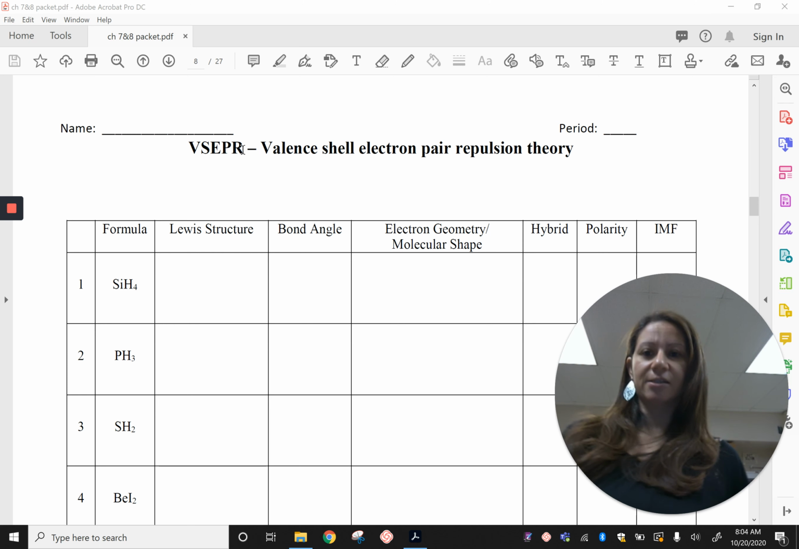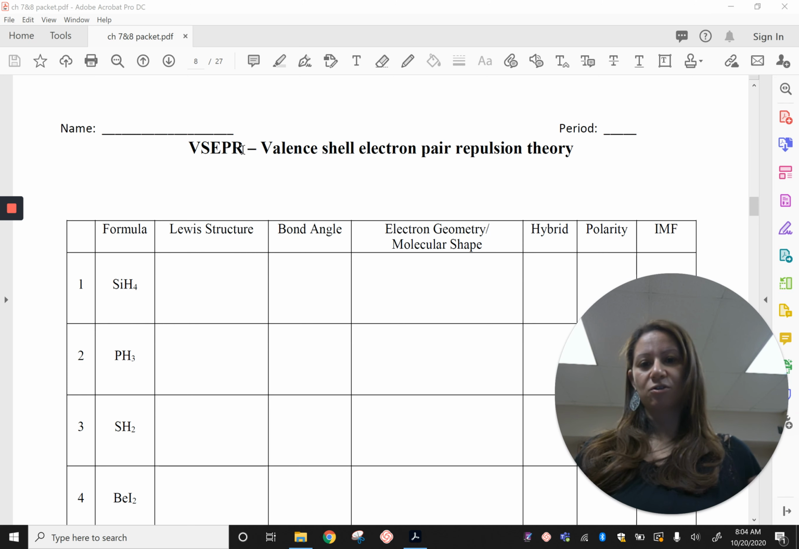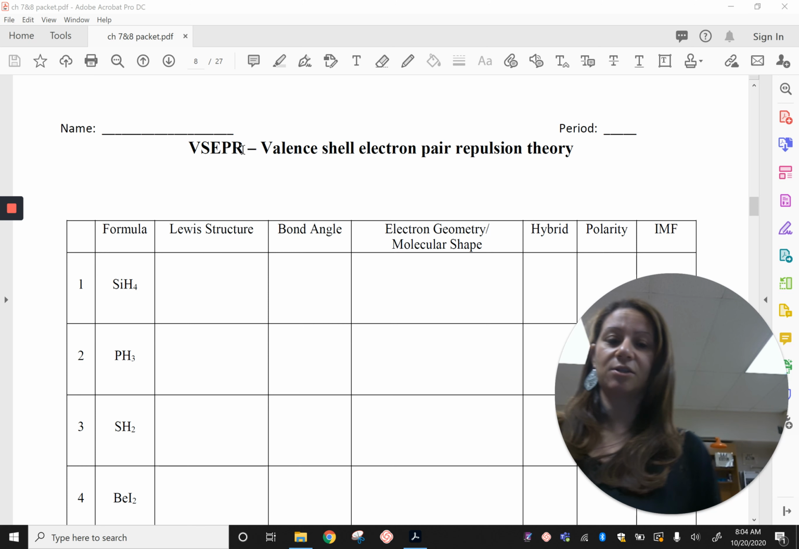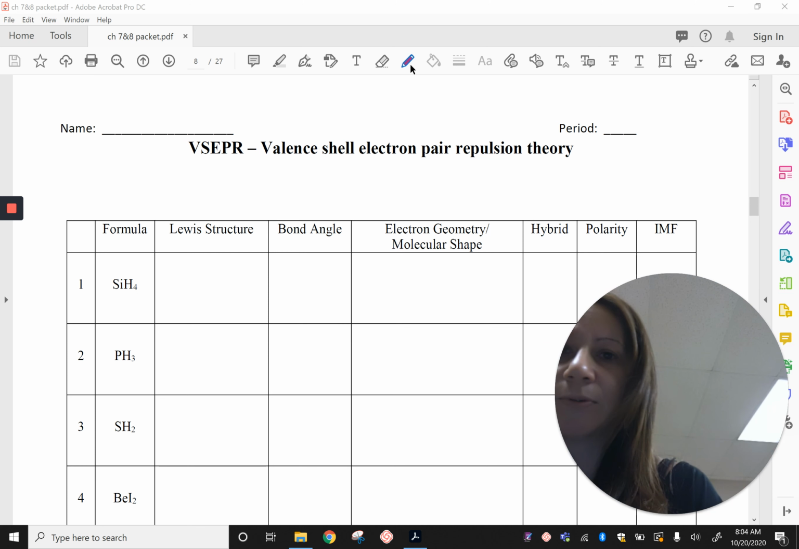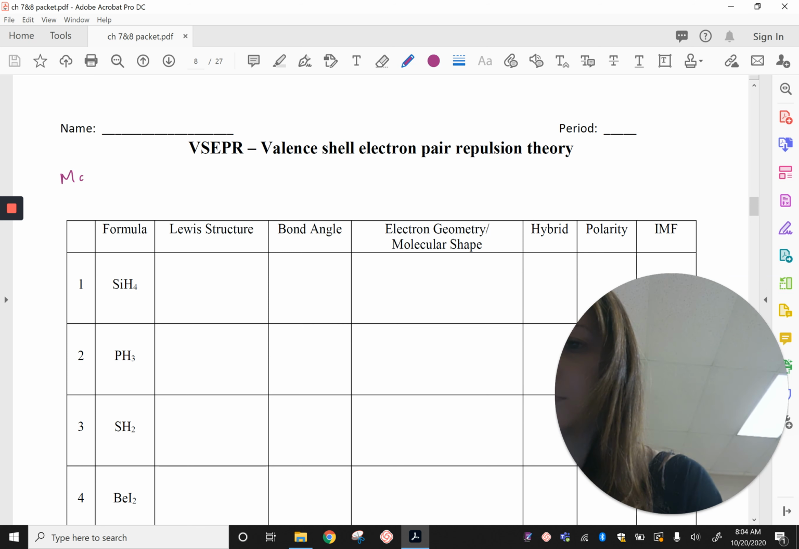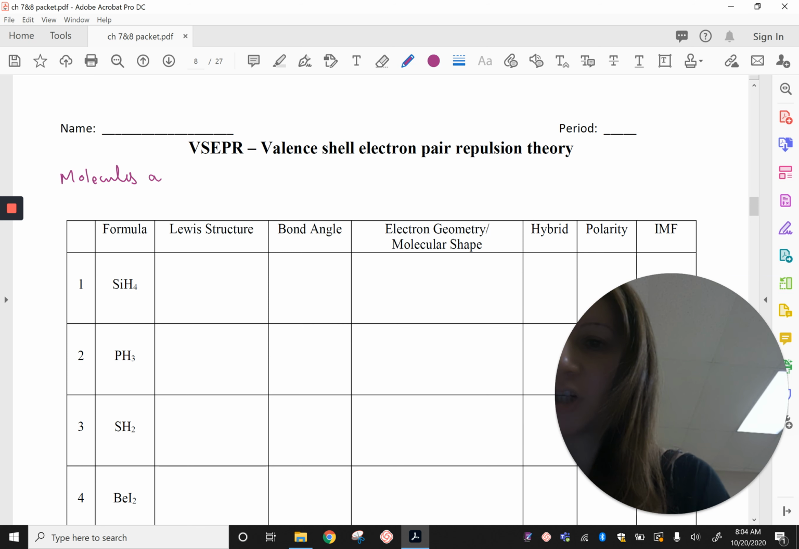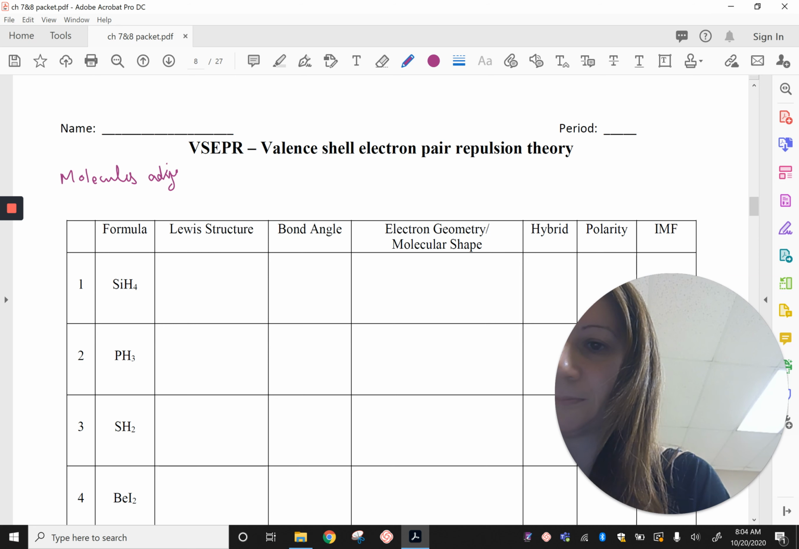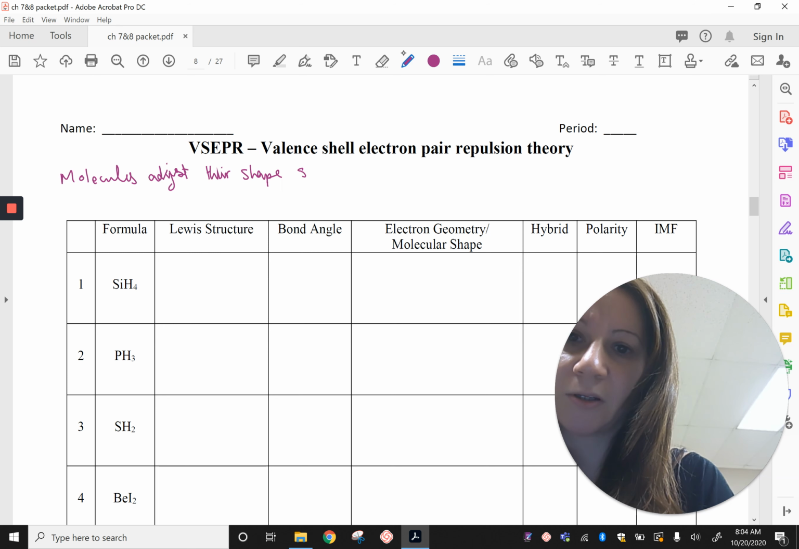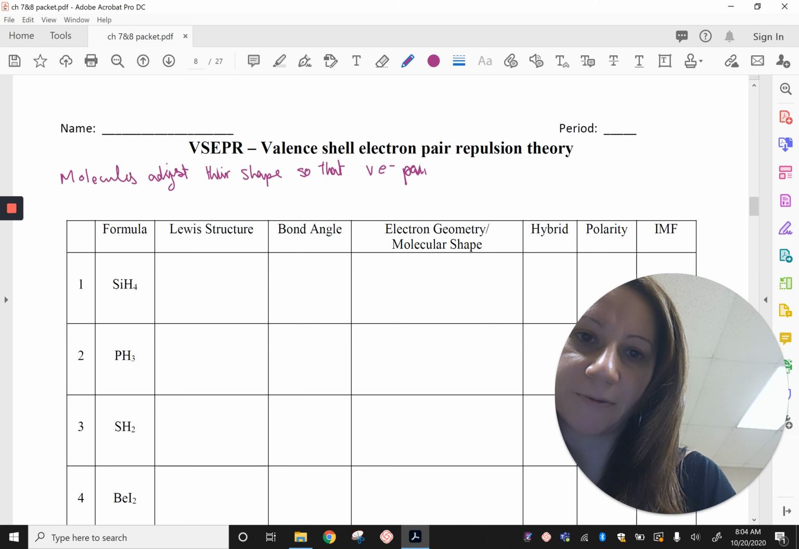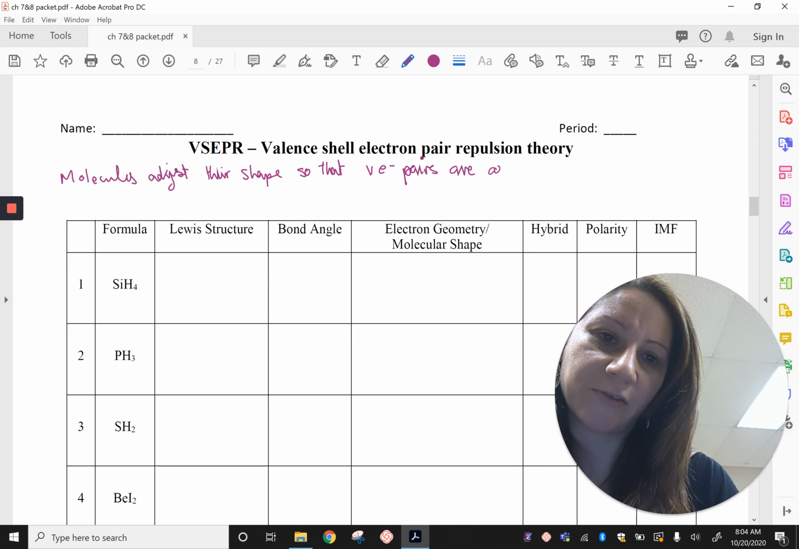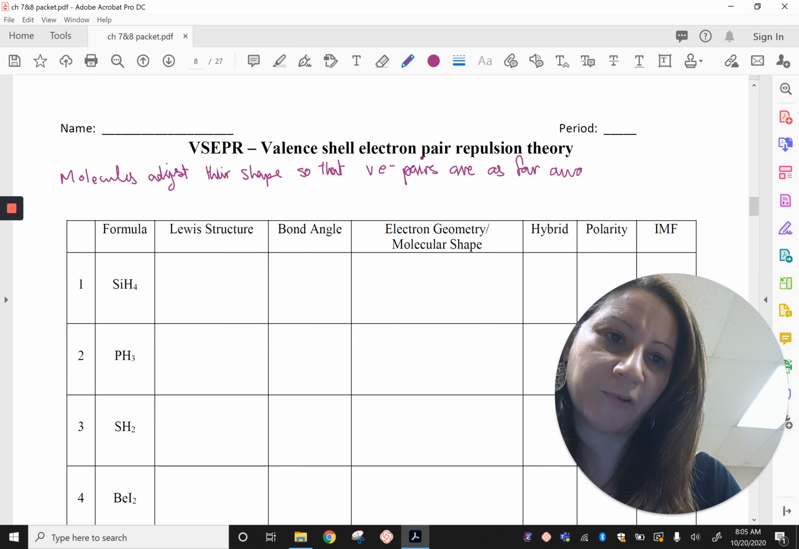So based on this, we know that because electrons repel each other, the molecules are going to adjust their shape so that those valence electron pairs are as far away from each other as possible. So let's write that down. Molecules adjust their shape so that valence electron pairs are as far away from each other as possible.